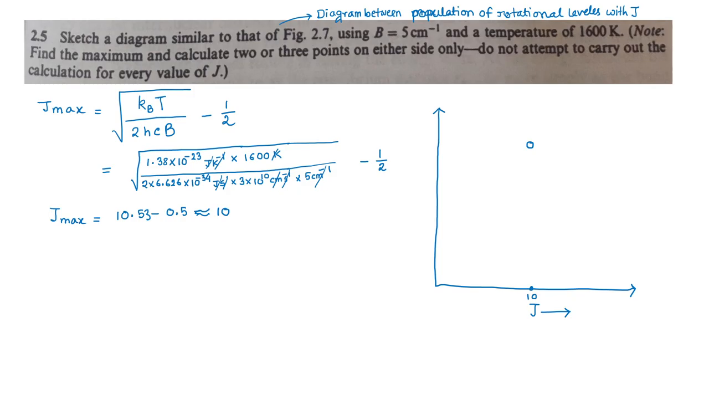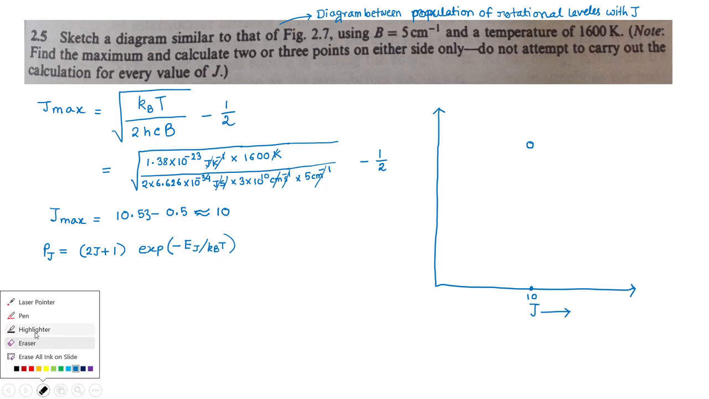And they also want us to calculate the value at 2 or 3 points either this side or that side. So we know what is PJ. PJ actually depends on the degeneracy and the exponential of minus EJ by kBT, right? What is EJ? EJ is hcB into J into J plus 1 actually, but in joules we have to write it like that. I'll write one line here also.